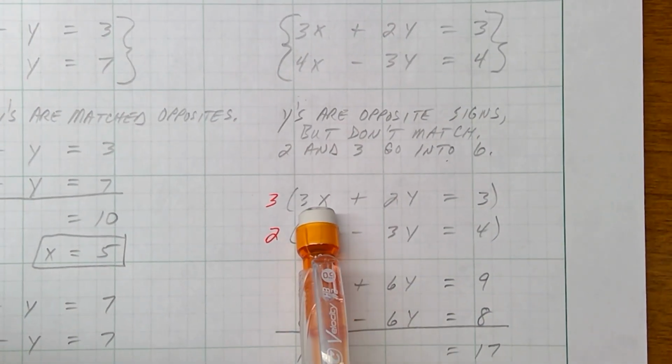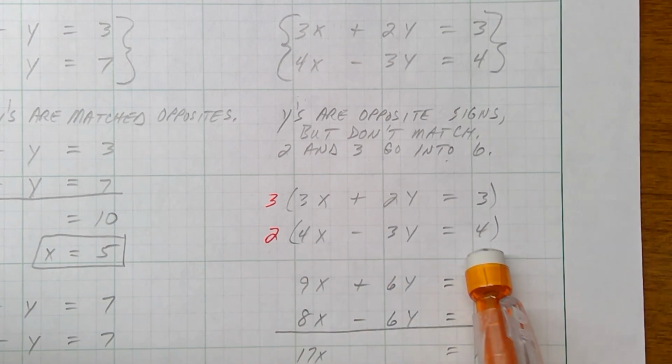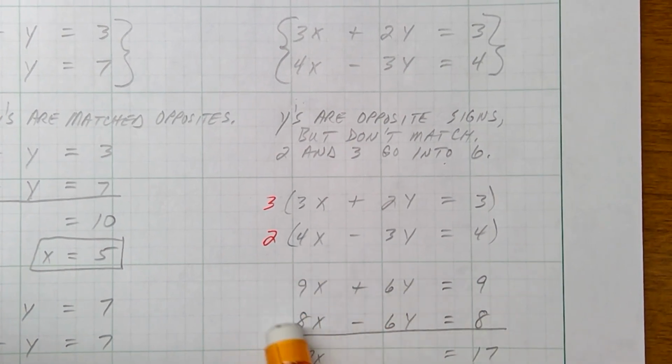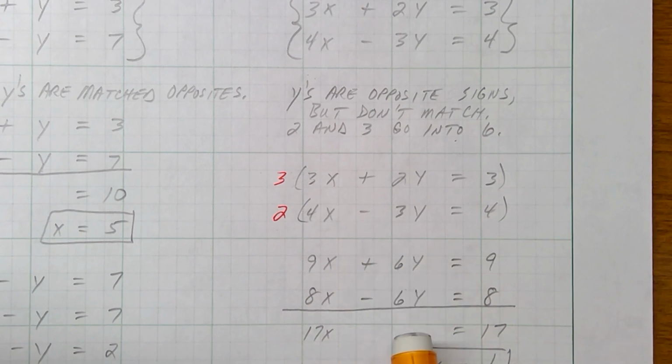All right, 3x tripled is 9x, 2y turns into 6y, 3 turns into 9. Everybody gets 3 times bigger. 4x doubles to 8, 3y doubles to 6, 4 doubles to 8. This is the same system, just with bigger numbers. Now notice my y's, they match. They're both 6y, and they're opposites. One's positive and one's negative. So that when I draw a line and add them, there's nothing there.